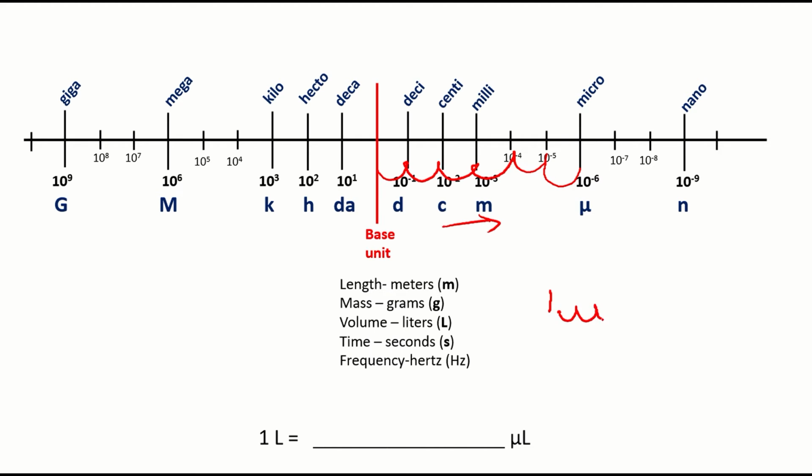1, 2, 3, 4, 5, 6. This would be the new location of my decimal. And now I'm going to fill zeros into each loop. So I have 1, 2, 3, 4, 5, 6 zeros. Now that is 1 liter in microliters.